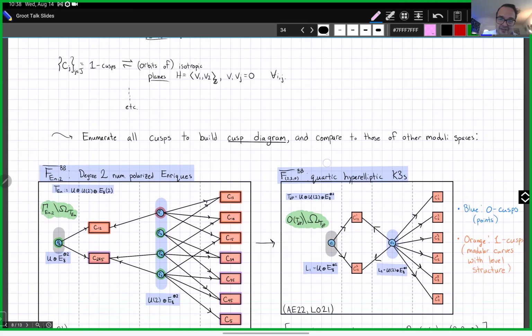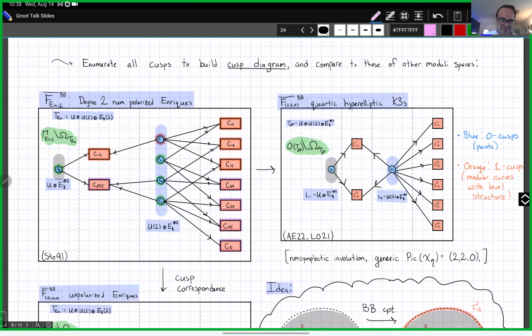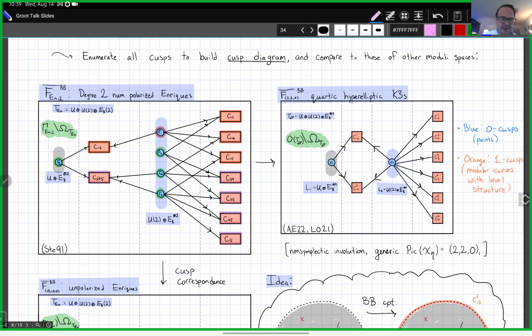Because we're working with such high dimensional spaces, we can't really draw pictures of the boundaries or the open stratum of this kind of construction. So we turn to what are called cusp diagrams, which help capture the combinatorics of the boundary. In general, this is some kind of giant simplicial complex, which captures all of the incidence relations of all of the components you add at the boundary. So in this case, we're looking at the Baily-Borel compactification of two Enriques numerically polarized surfaces.